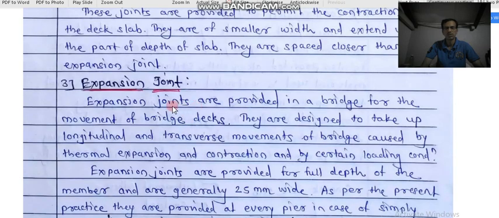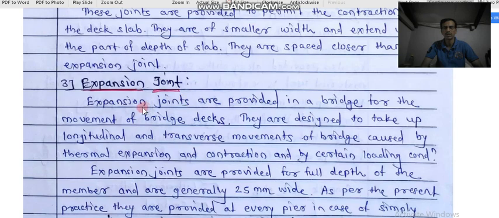So expansion joint, it is included in our syllabus. What is expansion joint? Expansion joints are provided in a bridge for the movement of bridge decks. They are designed to take up longitudinal and transverse movements of the bridge caused by thermal expansion and contraction and by certain loading conditions. So expansion joints are very important.